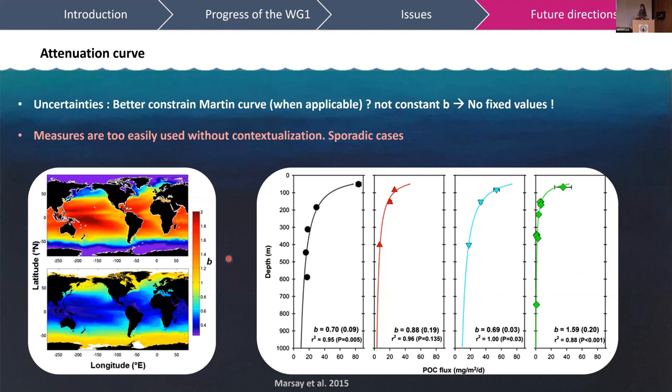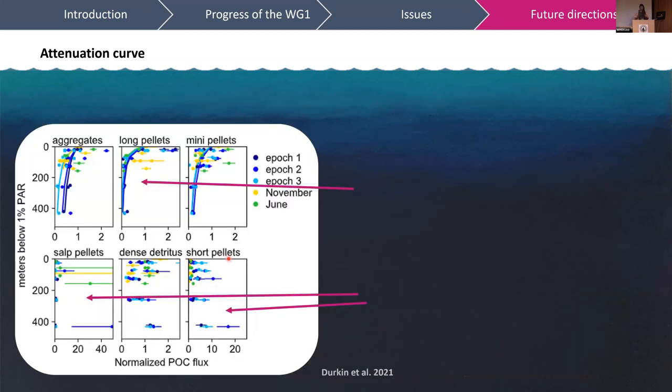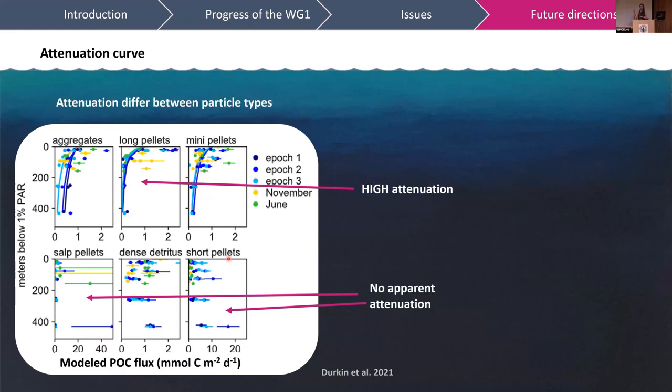Another topic to keep in mind is the shape of the attenuation curve. The attenuation coefficient b varies across season and location, but we still don't really know what drives the b, and as it connects a multitude of processes, it's hard to assess. So measures are still too easily used without contextualization, even when the attenuation curve is not applicable. And using the OTS, Durkin et al. have even shown that the attenuation can be completely different between sinking pathways. So we really should stay cautious when we are using the b coefficient, and we should avoid fixed values as well.